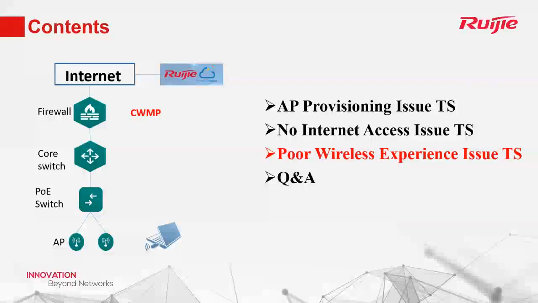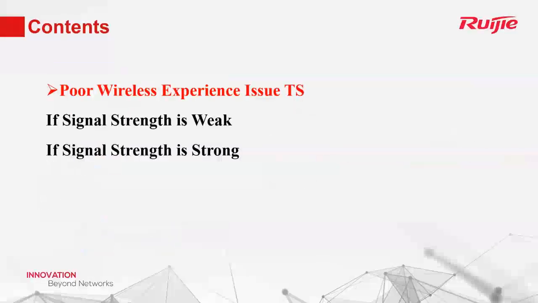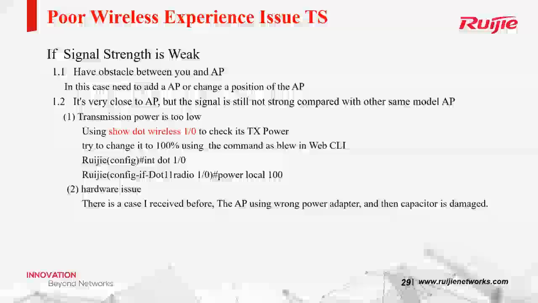The third part is poor wireless experience issue troubleshooting. I split it into two parts: if signal strength is weak, and if signal strength is strong. If signal strength is weak, like when you enter a room from the living room, and then you find the signal strength is very weak, in this case you maybe need to add an AP in your room, or change the position of this AP.